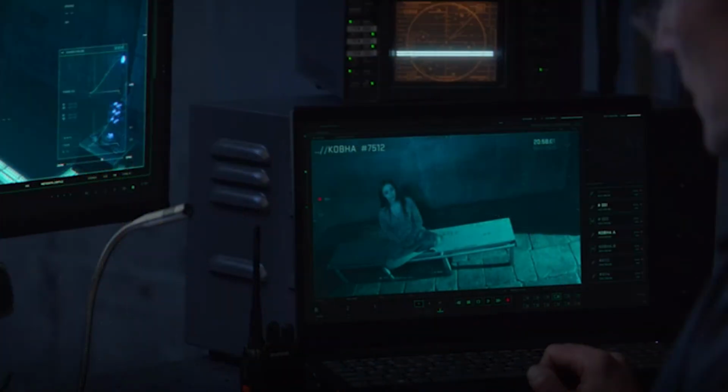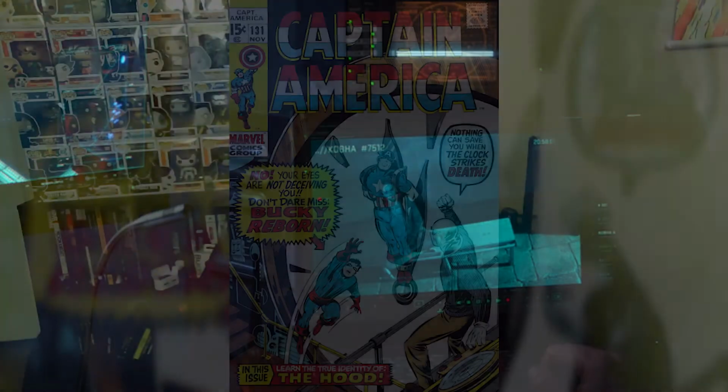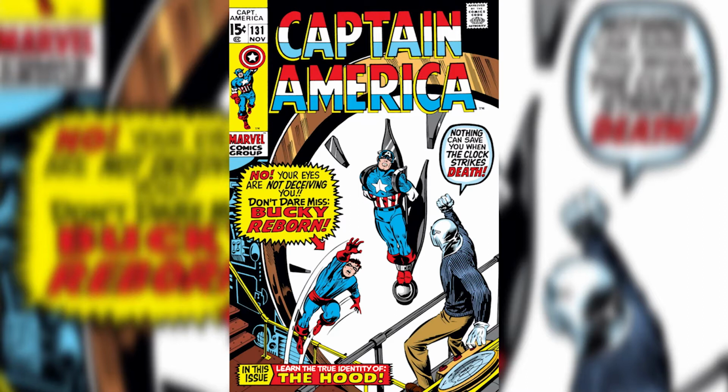As we go to the Hydra agents, looking on the screen, going over the recordings of what happened with Wanda, you see the words and numbers of Kobik, number 7512. This is a reference to Captain America 1968, issue number 131, where the Hood tries to defeat Captain America through his past.